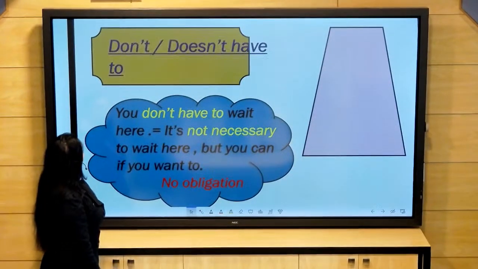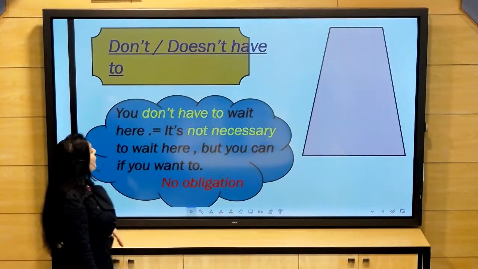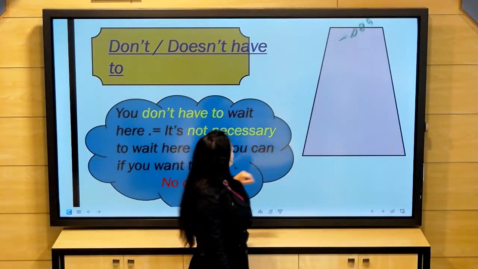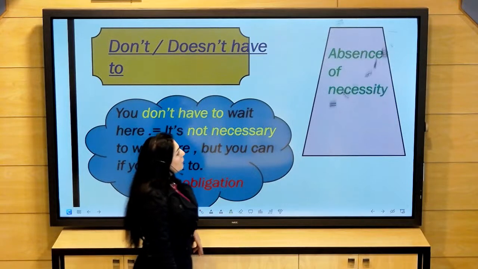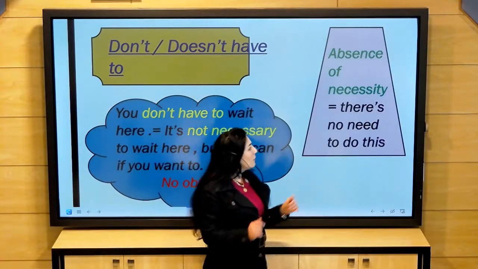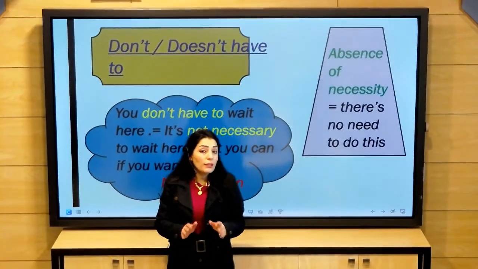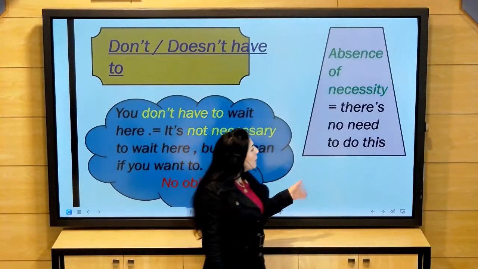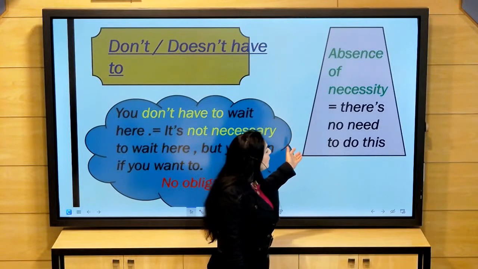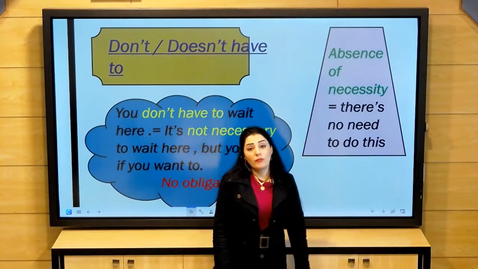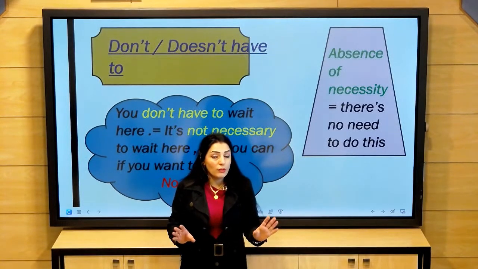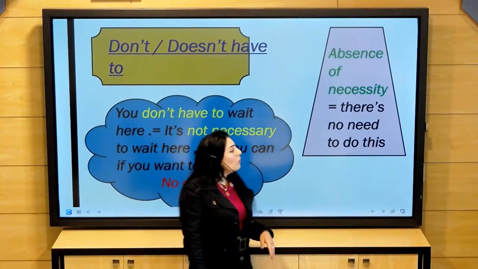Also, we have don't or doesn't have to. It expresses absence of necessity, okay? It's not necessary to do this or to say this. There is no need to do this. So you can do this, but you don't have to. It's not necessary to do this.